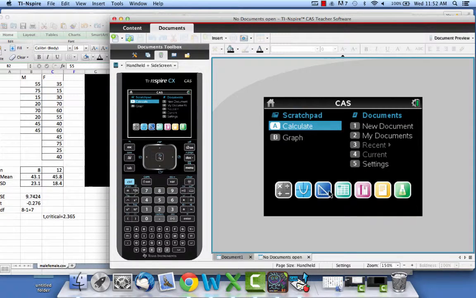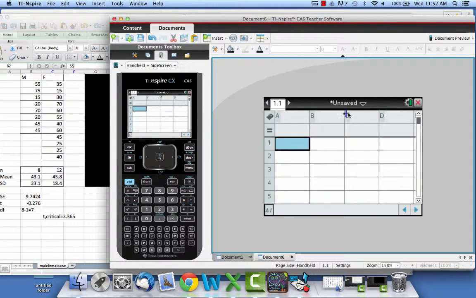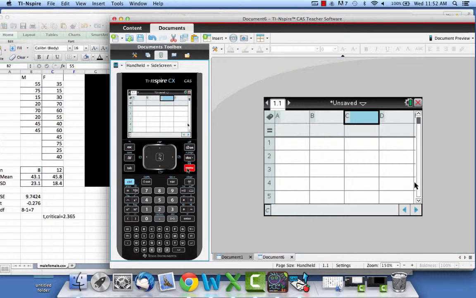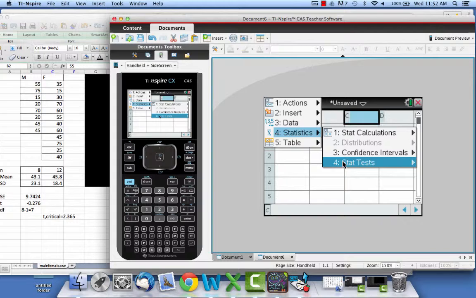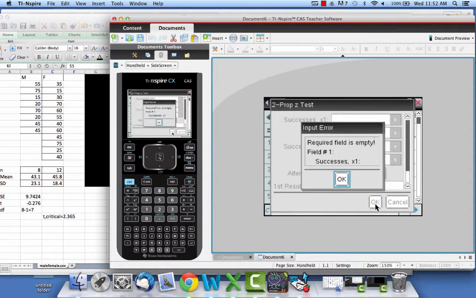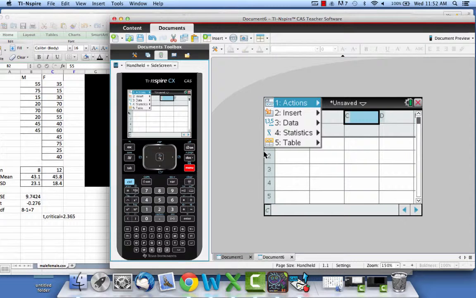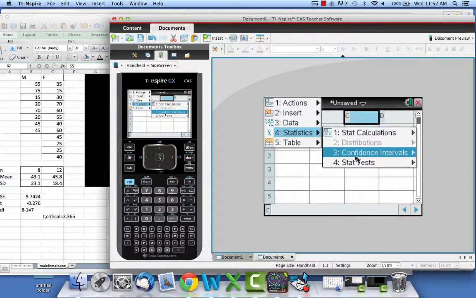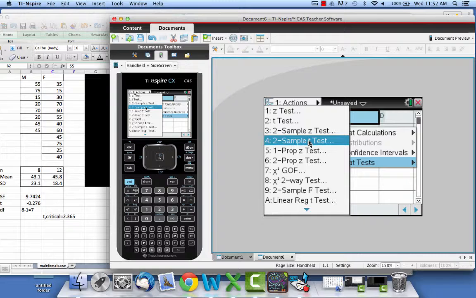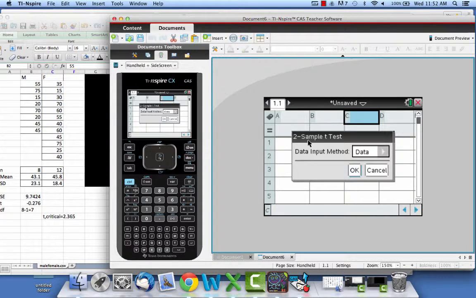There's no way to indicate it on the two tests. Let me just show you and then not insert one yet. When I go to this test, there may be something I don't understand about the calculator, but as far as I can tell, this is the only two sample t-test, and it never asks you if it's independent or dependent.